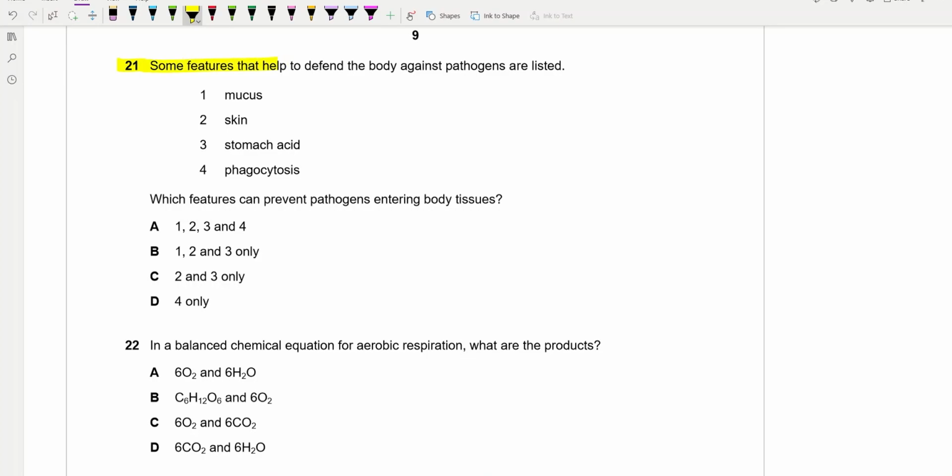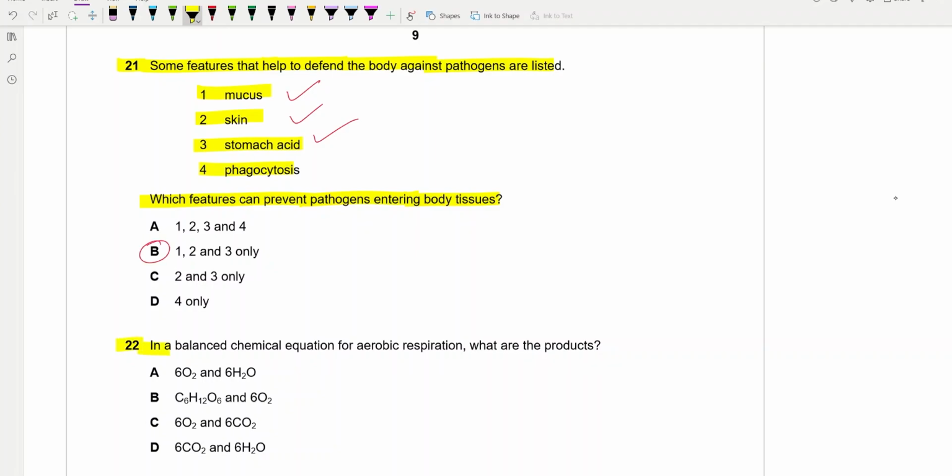Question number 21. Some features that help to defend the body against pathogens are listed. Number 1, mucus. Number 2, skin. Number 3, stomach acid. Number 4, phagocytosis. Which features can prevent pathogens entering body tissues? So mucus, skin and stomach acid would prevent the pathogens from entering the body tissues. The correct answer would be option B.